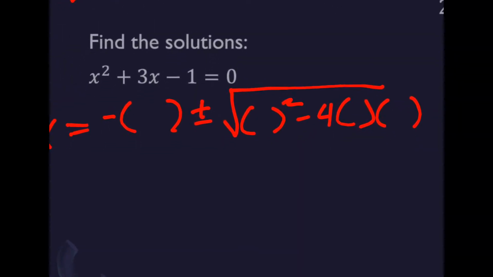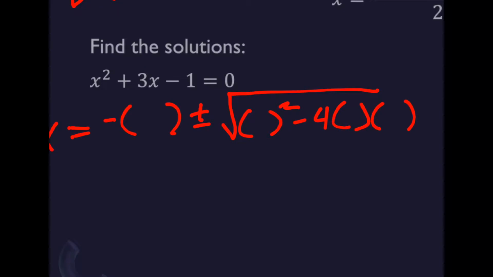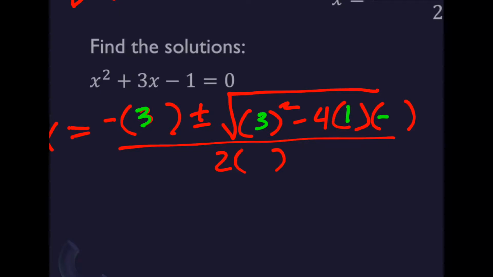So plugging these in, that's 3. Actually, let's put it in a different color so it kind of contrasts a little bit. And that goes here, 3 squared. Oops, I forgot my denominator. How did I forget that? Okay, over 2 times a, so 2 parentheses. And then a was equal to 1 and c was equal to negative 1. So we'll put 1 here as well.